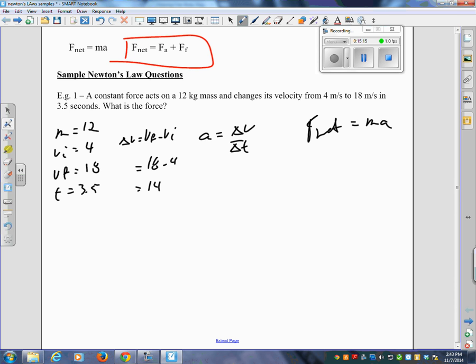Now I'm going to take that 14 and I'm going to plug it in over here. Well, I don't need to rewrite the formula. Once is plenty. 14 over 3.5, I think, is 4. I don't get too excited about units on those intermediate answers. And then F net is equal to, oh, I keep doing it again. I want to start with the formula. I've been doing it so often. 12 times 4, 48 newtons.